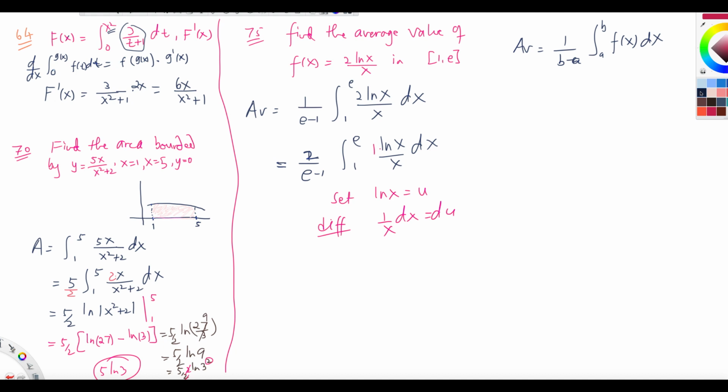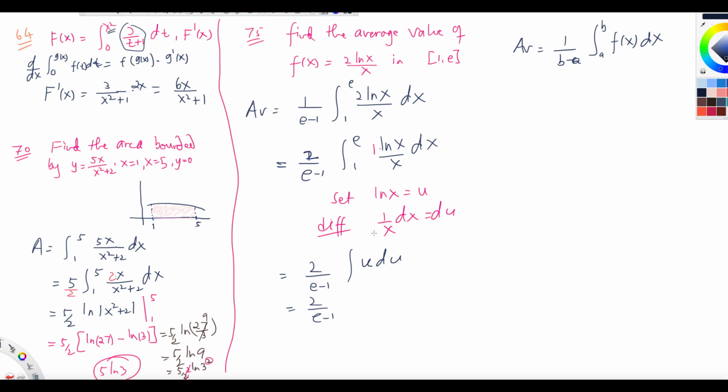So what do you get then? That will be 2 over e minus 1. Okay, and then by the way, not 1 over u. This is u, and that is du. The integral of u du, because natural log of x is in the numerator here, right? What is the integral of that? That will be 2 over e minus 1. Oh, by the way, I forgot.